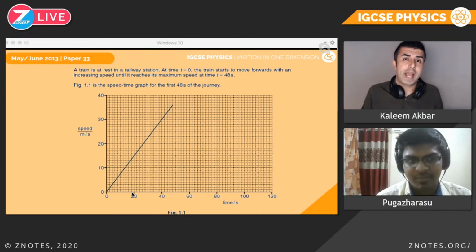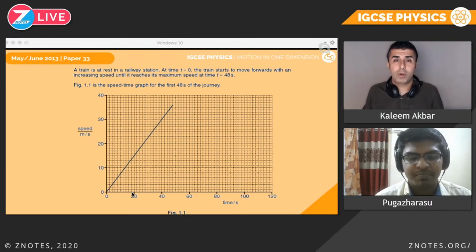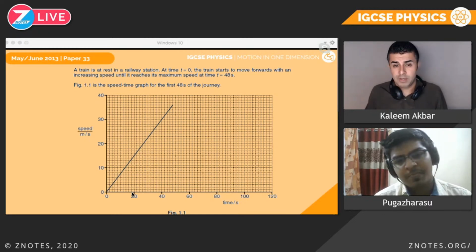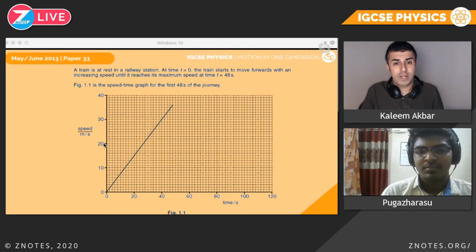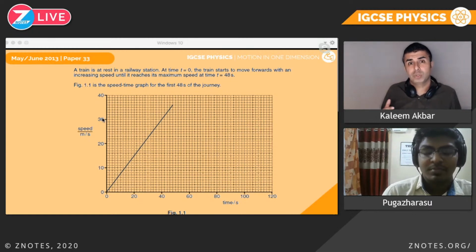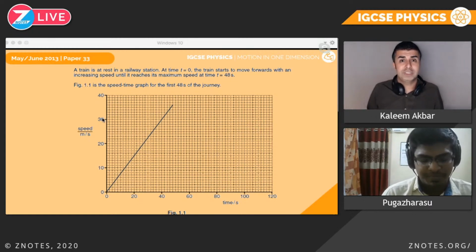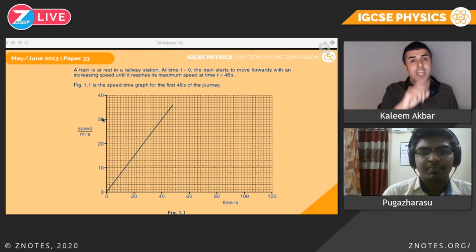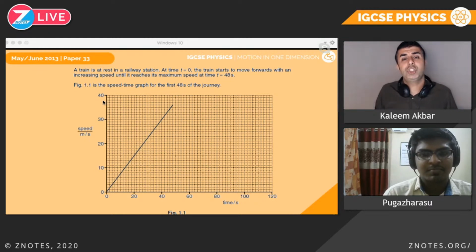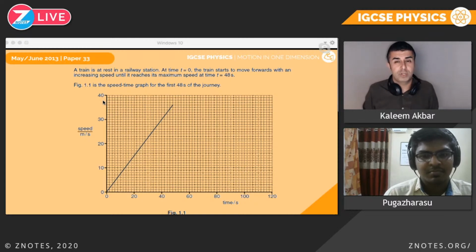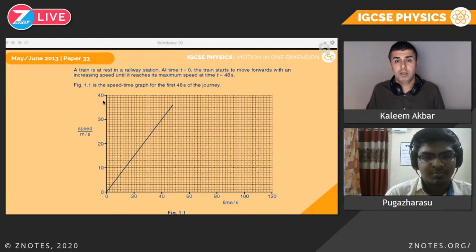On the y-axis, you've got 10 boxes, but the range is 10 this time. What do I mean by that? Let's just look between 20 and 30. The difference now is only 10. 10 boxes, 10 divided by 10. Each box in the y-axis is worth 1. It's really important because the mistakes that get made here are students messing that up. So look, it's showing you the speed time graph for the first 48 seconds of the journey. We will come back to this graph, no doubt. Moving on.